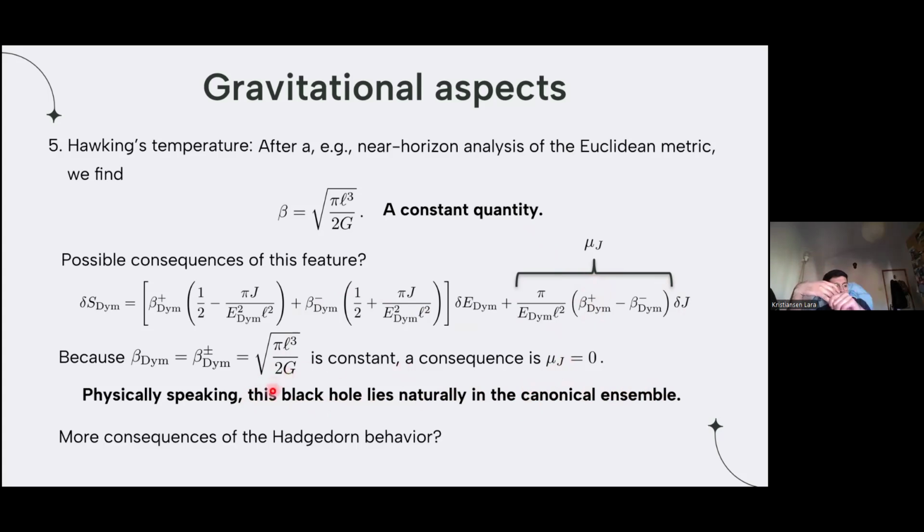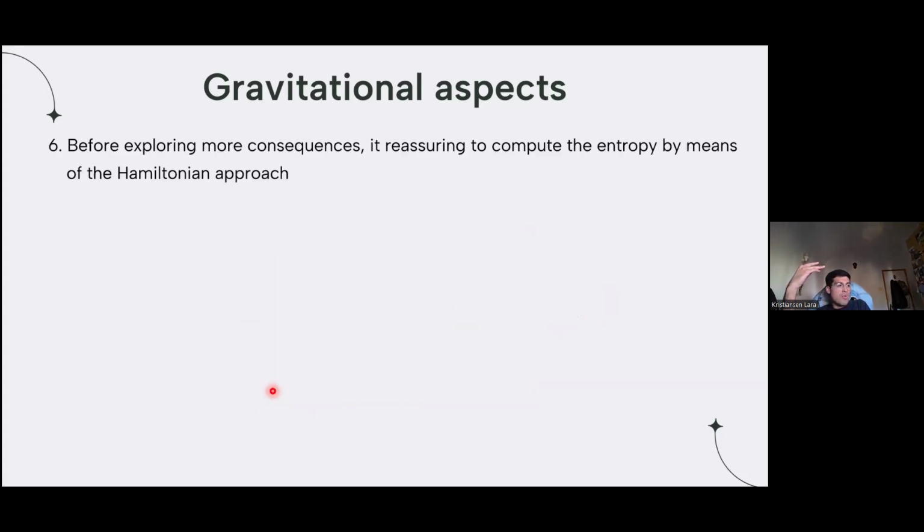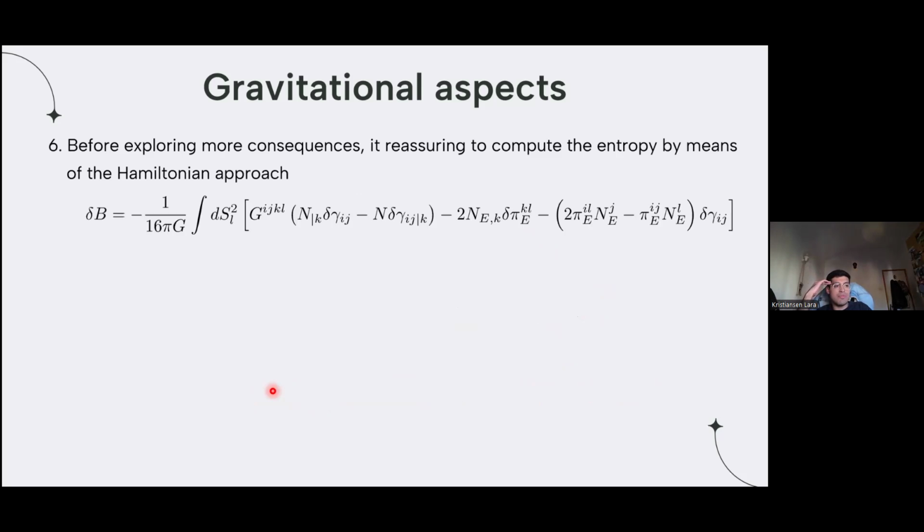This is a consequence of Hagedorn behavior. What are the other consequences of Hagedorn behavior? Well, before exploring more consequences, it is reassuring to compute the entropy by means of the Hamiltonian approach.